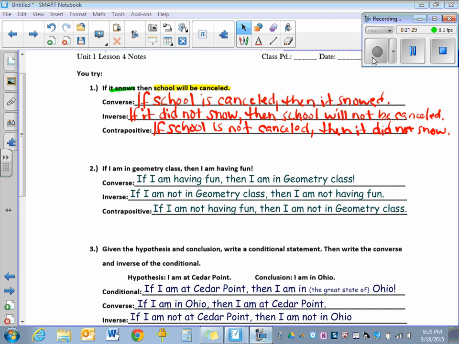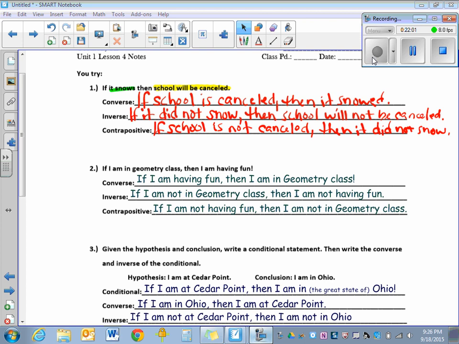Alright, so hopefully you have completed the remaining problems on the notes. Let's go ahead and take a look at them. Number 2 says, if I am in geometry class, then I am having fun. Of course. So the converse, we switch it. If I am having fun, then I am in geometry class. Inverse, we negate it. If I am not in geometry class, then I am not having fun. Contrapositive, negate and switch. If I am not having fun, then I am not in geometry class.